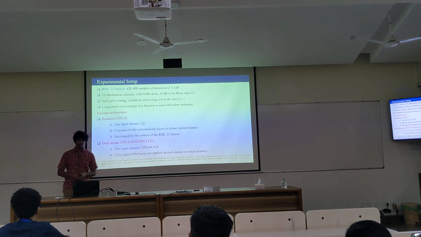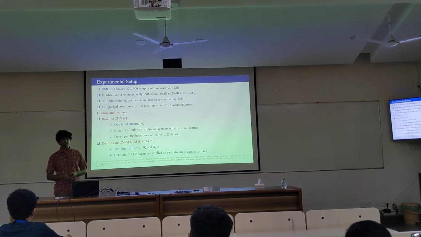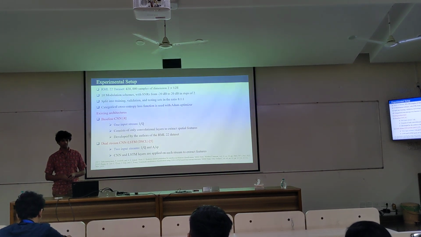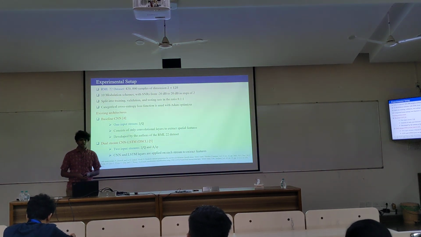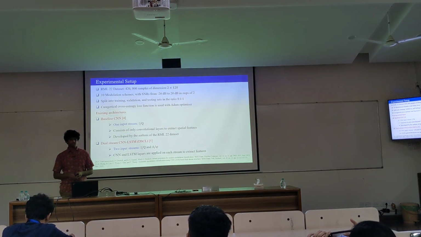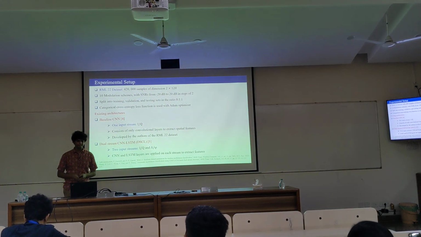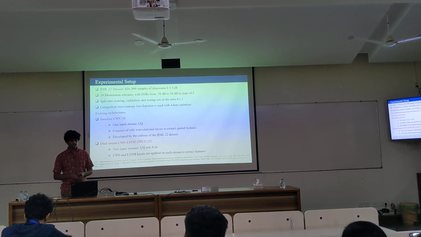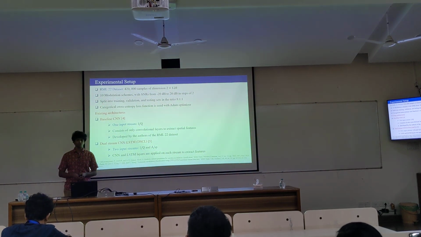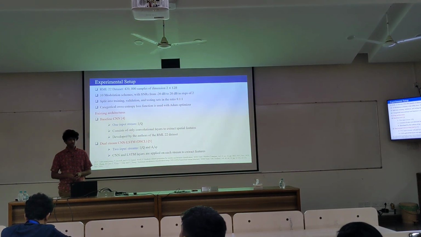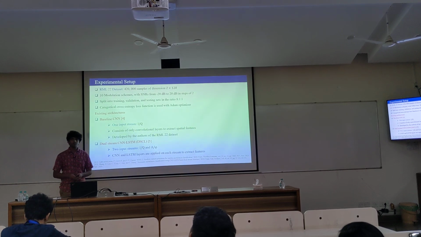For the experimental setup, we are using the RML22 dataset, which consists of 420,000 samples of the dimension 2 by 128. It consists of 10 modulation schemes, with SNRs ranging from -20 to +20 in steps of 2. We have split the training, validation, and test datasets in the ratio 8:1:1. We are using the categorical cross entropy loss function along with the Adam optimizer.